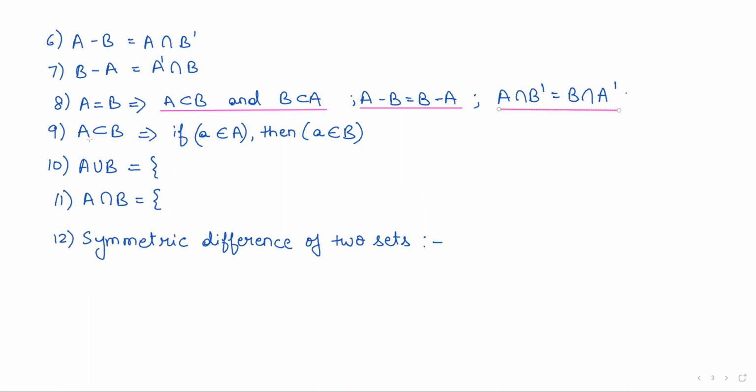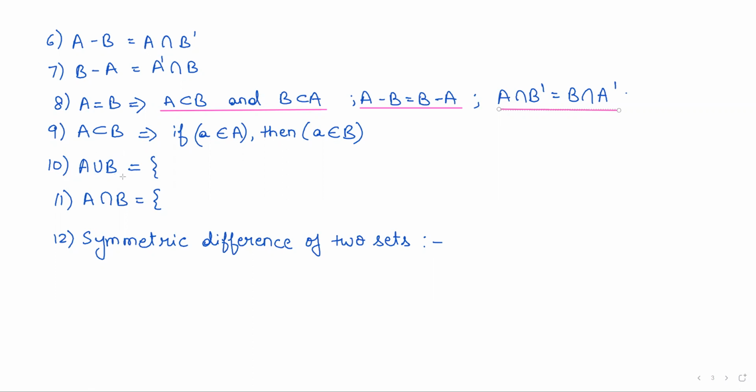Ninth formula. If A is a subset of B, then what does it mean? If you consider any element in set A, let's call it small a, small a is the element which belongs to capital A. Then the same element will be present in B. This is the definition of the symbol subset. A is a subset of B.